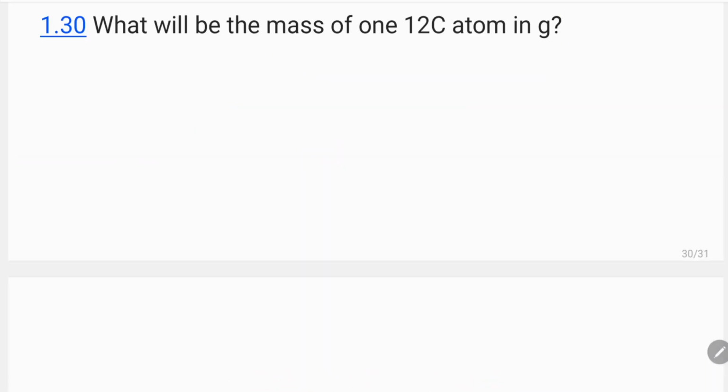Okay, our next question is, what will be the mass of one carbon 12 atom in grams? Okay, we have been given carbon 12 atoms, right? We have to convert it to mass. So we know that 1 mole of carbon 12 atoms will weigh, we have been asked only mass, right? Will weigh 12 grams.